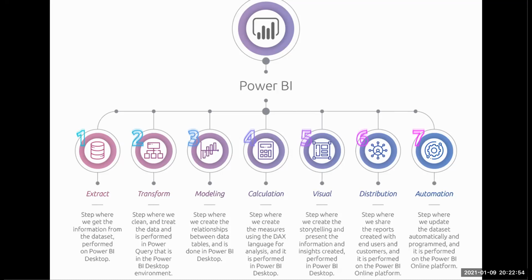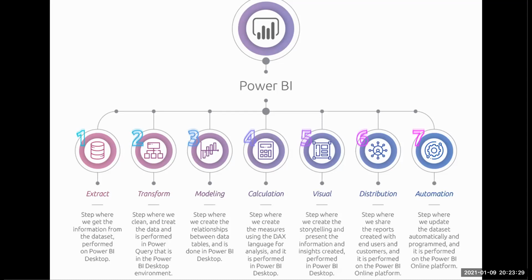Now, when you move to the 6th one, which is the distribution, that is when we are talking about Power BI service. This is when you publish that report that you've created within your Power BI desktop. You publish it to the cloud basically, so that you can share with your team members, your customers, your end users, and whoever it is that you want to share that report with, and then you can have access to that report in real time. And then from there, we're talking about automation.